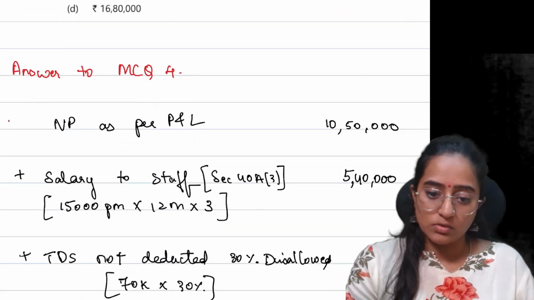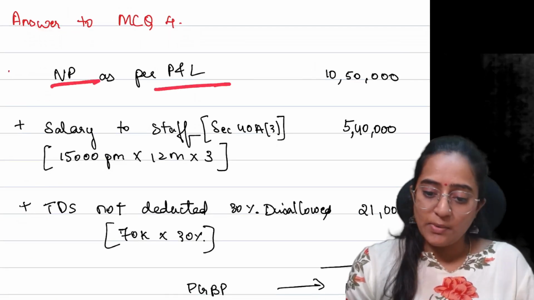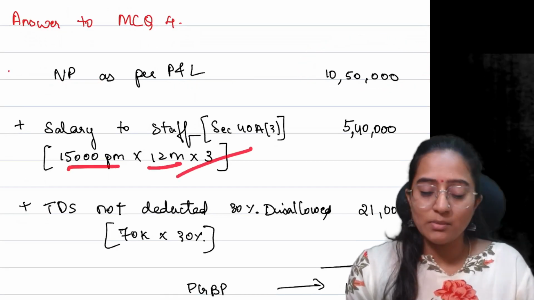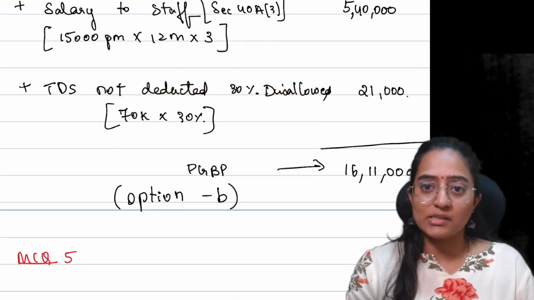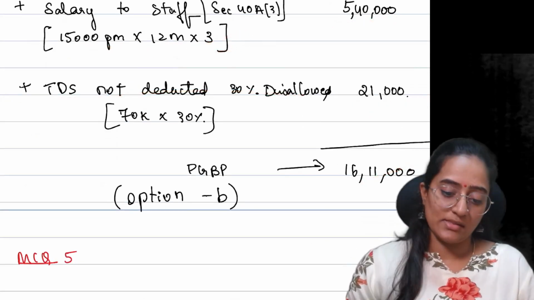You can see over here also. The detailed point is done here. Net profit as per P&L 10 lakh 50,000. Salary to staff under section 40A(3): 15,000 into 12 months into 3 staff, 5 lakh 40,000. TDS not deducted, 30% being disallowed, 21,000. 16 lakh 11,000 is your answer.